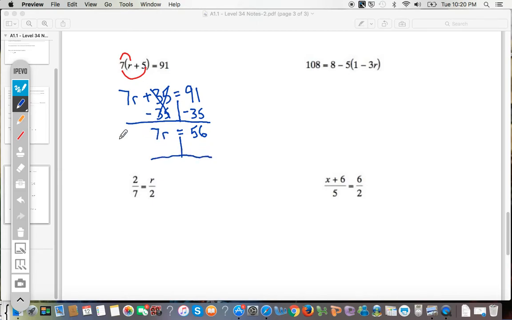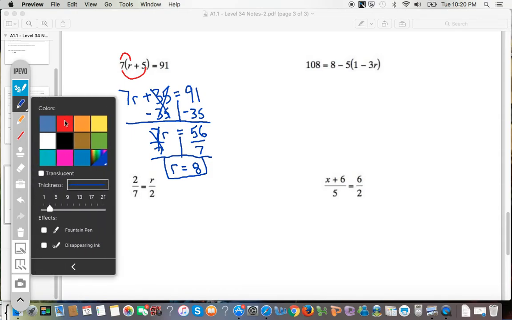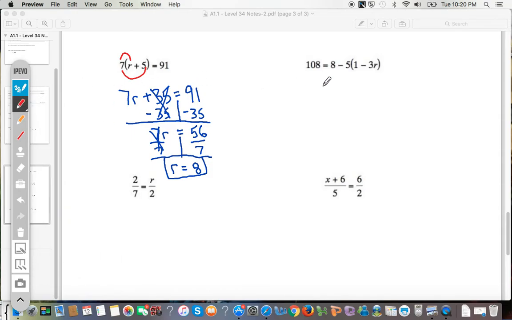So one more t-chart. Divide by 7 on both sides. 7's cancel. I have r equals, what's 56 divided by 7? If we're pretty good with our multiplication tables at this point, we know that is 8. Awesome. Okay, now I'll go right over here to the second one.